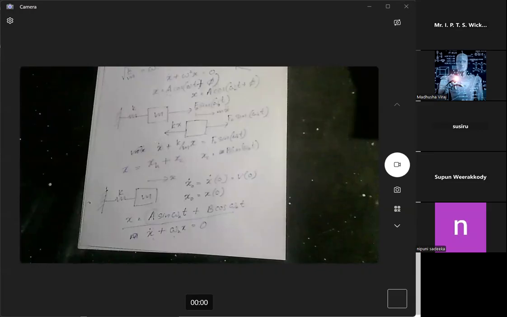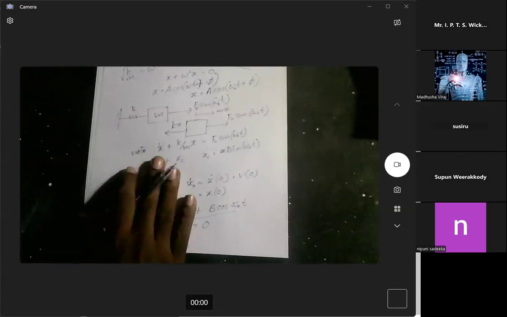Now, how many of you were able to do it? පුළුවන් වුණාද?